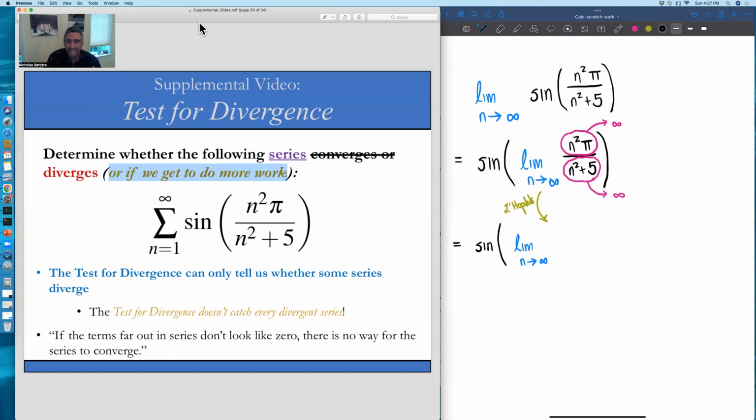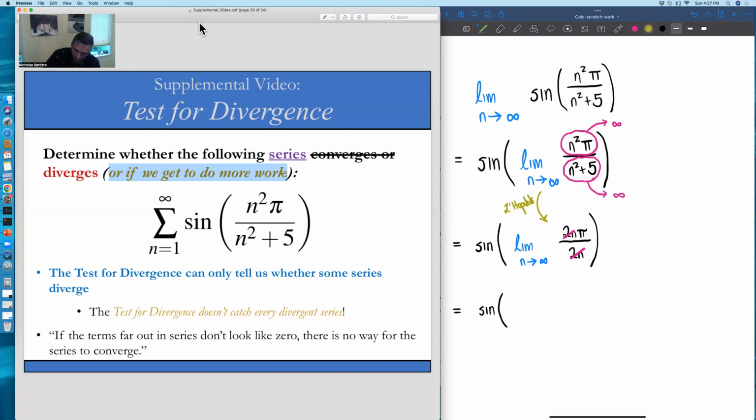So the derivative of n squared pi is equal to 2n pi. The derivative of that denominator, n squared plus 5, is 2n. So we would reassess what this limit looks like now. Do we get another indeterminate form, in which case we do L'Hopital's again, or does this limit come out to be some number? Well, for us, we can see that we have 2n factors in both the numerator and denominator. So this limit just comes out to be equal to pi.